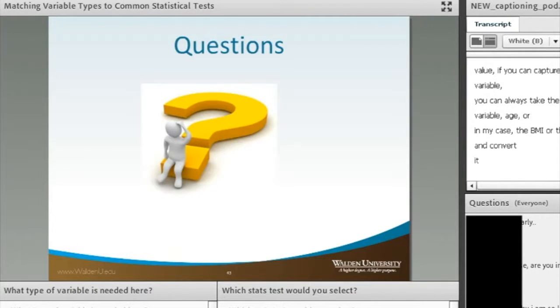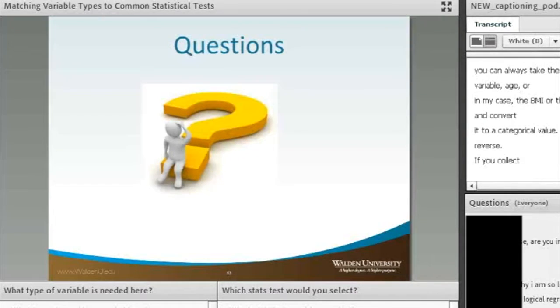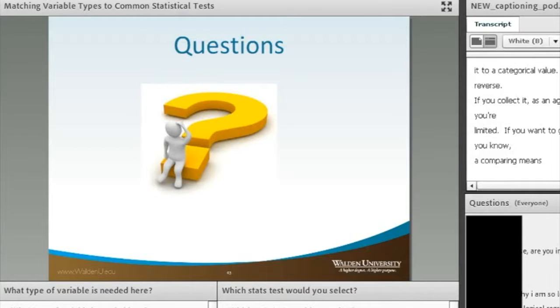You can't do the reverse. If you collect it as an age group, then you're limited. If you wanted to go back and do a comparing of means like a t-test or an ANOVA, you're not going to be able to do it because you don't have the specific data.